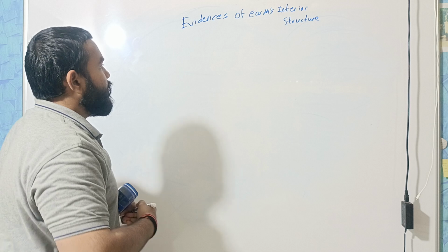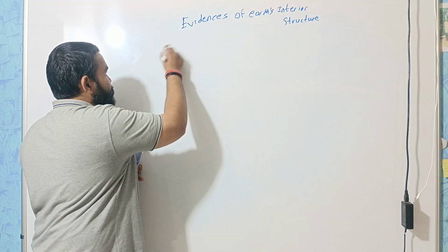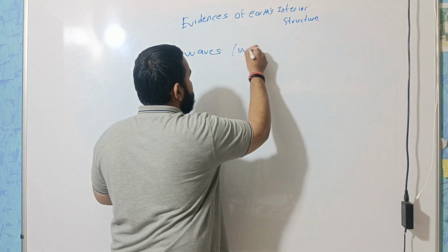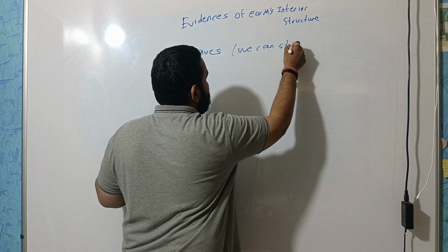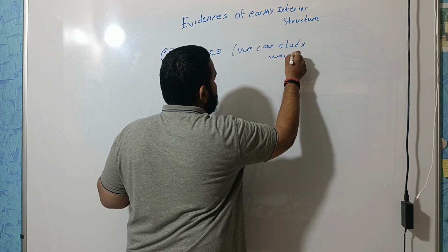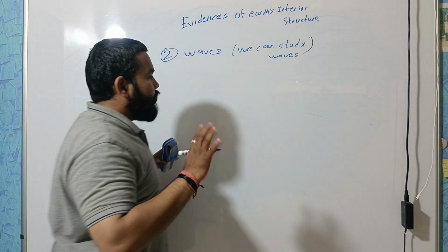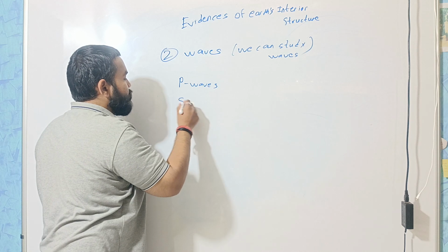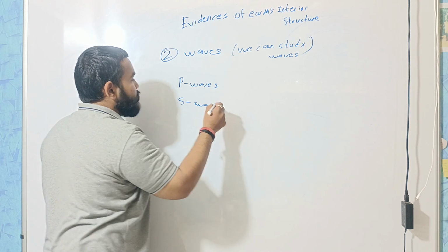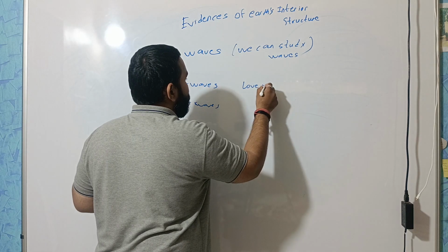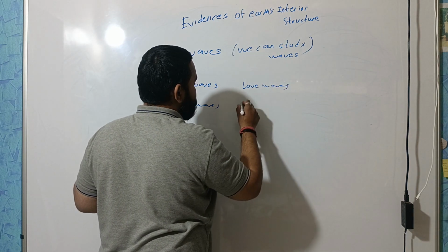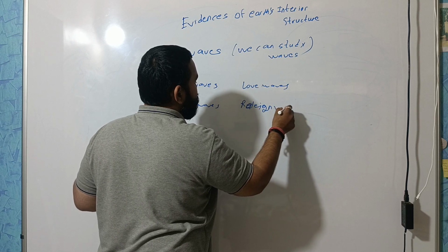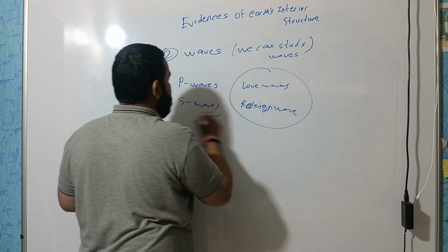Then second theory, waves. We can study waves. So there are four types of waves: P waves, S waves, Love waves, literally Love waves, then Rayleigh waves. These two are surface waves, these two are body waves.